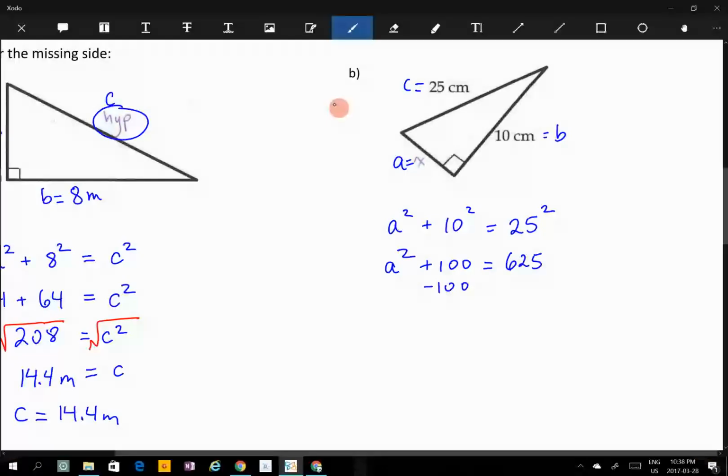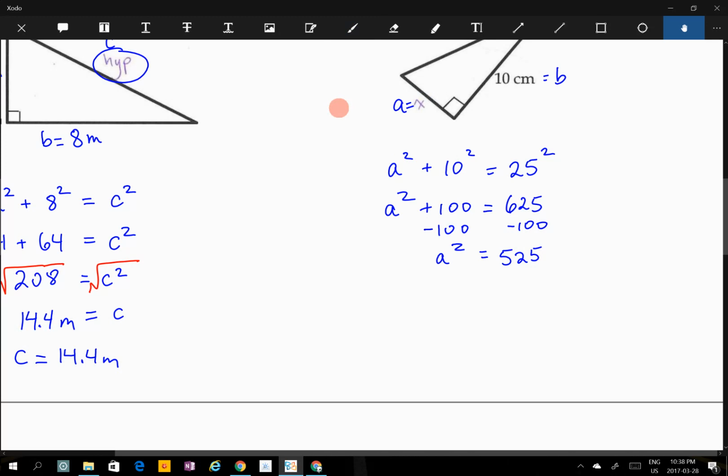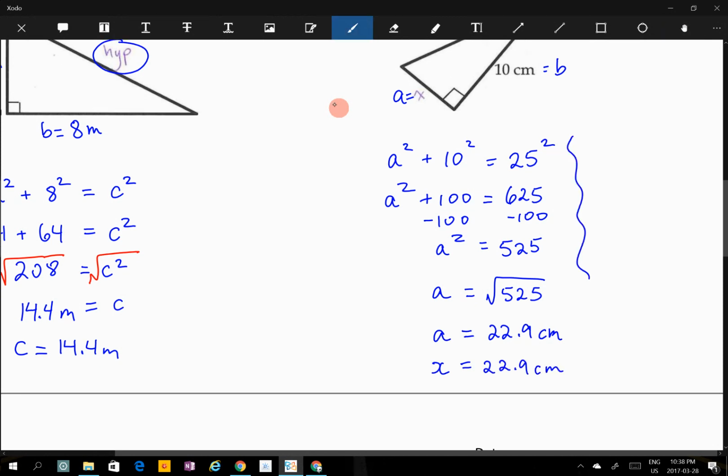If I subtract 100 from both sides, like we're solving an equation now, a squared equals 525. Now that's a squared. If I want to find a, I have to take the square root. So a is going to be the square root of 525, and so a is going to be 22.9 centimeters. Or if I ask for x specifically, then just say x is equal to 22.9 centimeters. Alternatively, yes, I could use x in my equation. So I could just set x squared plus 10 squared equals 25 squared and still do the same thing.